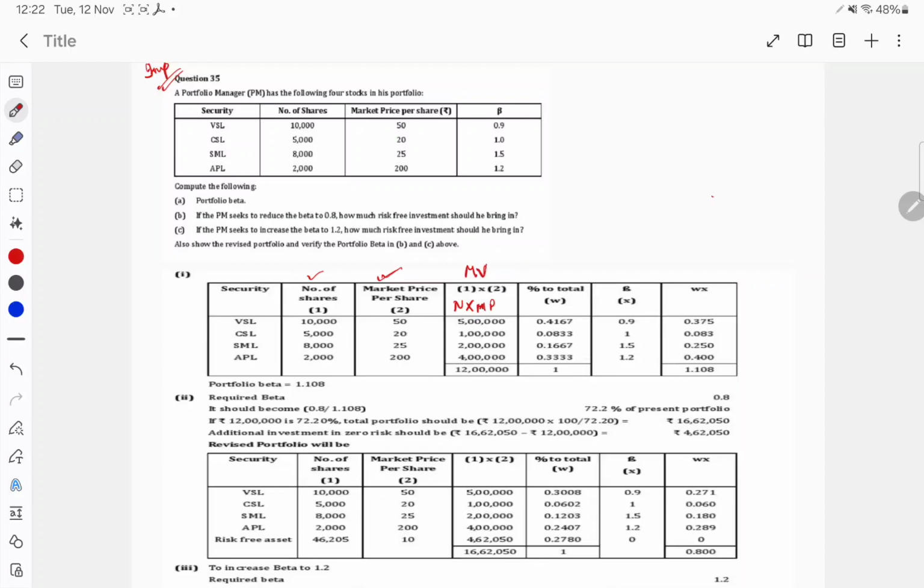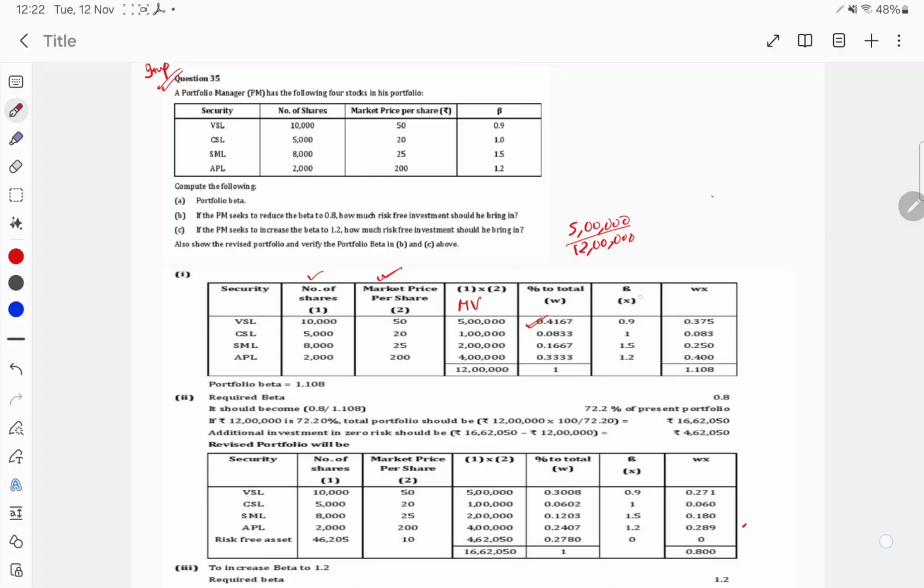Okay. Then for calculating the weight, because here no weights or ratios are given, you'll calculate the weight from the market value which you have calculated. Basically, if you have to calculate for VSL, the weight will be 5 lakh by 12 lakh, which comes to 0.4167. Similarly for CSL, SML and APL, you will calculate.